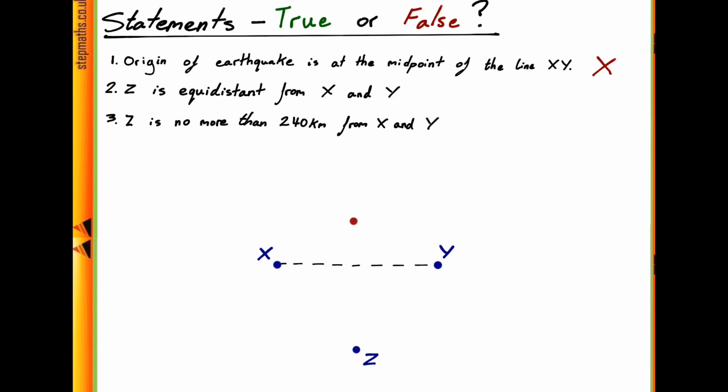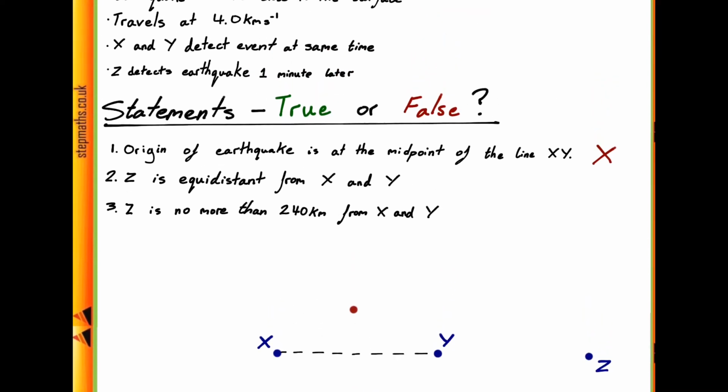What about if we were to put it over here? At this point, the earthquake is going to be detected by X and Y at the same time, satisfying our first condition. But then the earthquake could also be detected by Z 1 minute later. So it would travel to Y, and then 1 minute later it would have travelled to Z and been detected. This is all that's needed to satisfy the two conditions given in the question. So Z does not have to be equidistant from X and Y, and statement 2 is also false.